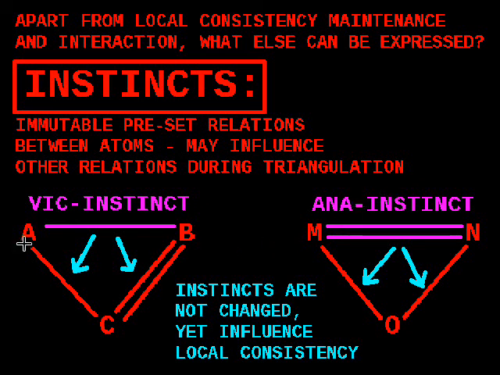And now, if A and B correlate with some further atom C, then this instinct may participate in the logical triangulation. It may strengthen other relations which are not instincts. It may also weaken them. It itself is immutable. It is just preset. It's going to be this type of relation of that strength, and there's nothing you can do about it.